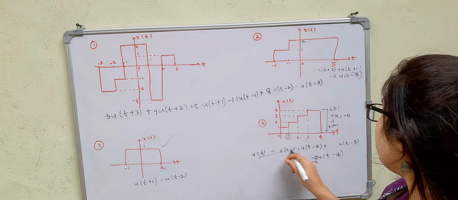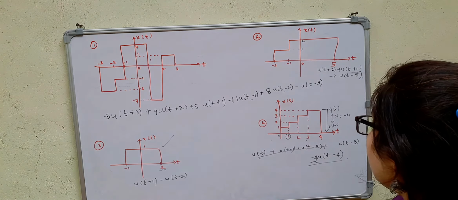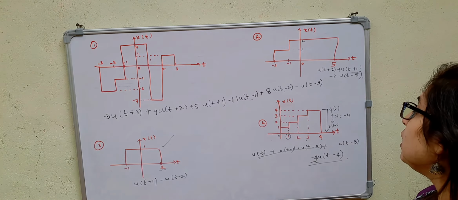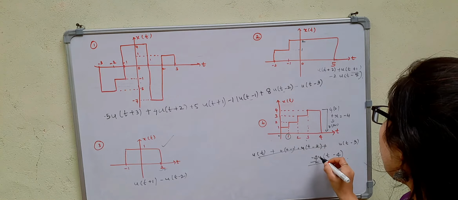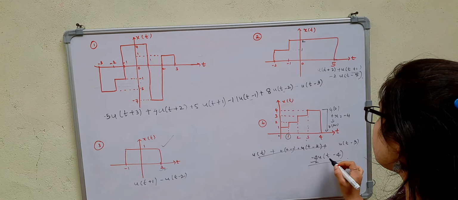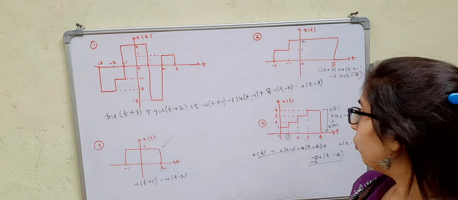Okay, so this will be your answer: u of t plus u of t minus 1 plus u of t minus 2 plus u of t minus 3 minus 4 u of t minus 4.